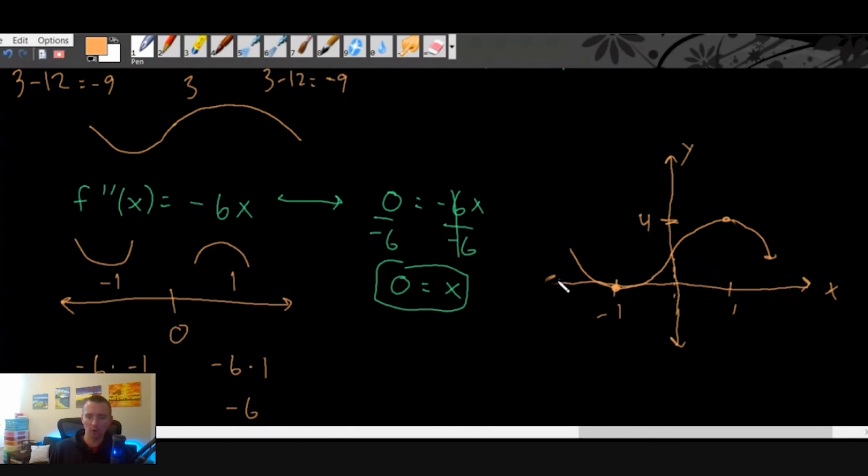And now this gives us a pretty good idea, or a pretty good sketch, of what our function f of x is going to look like. Something like that.